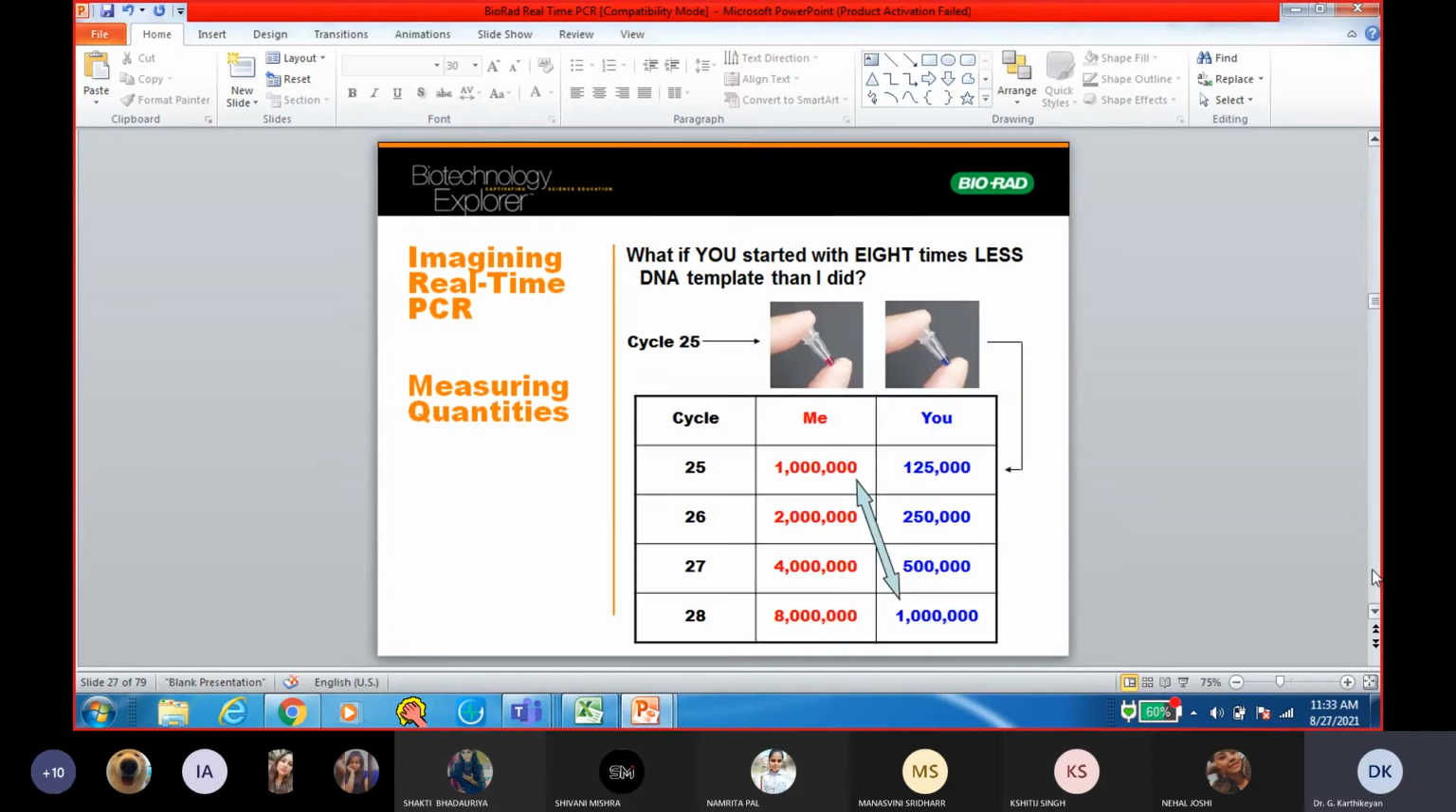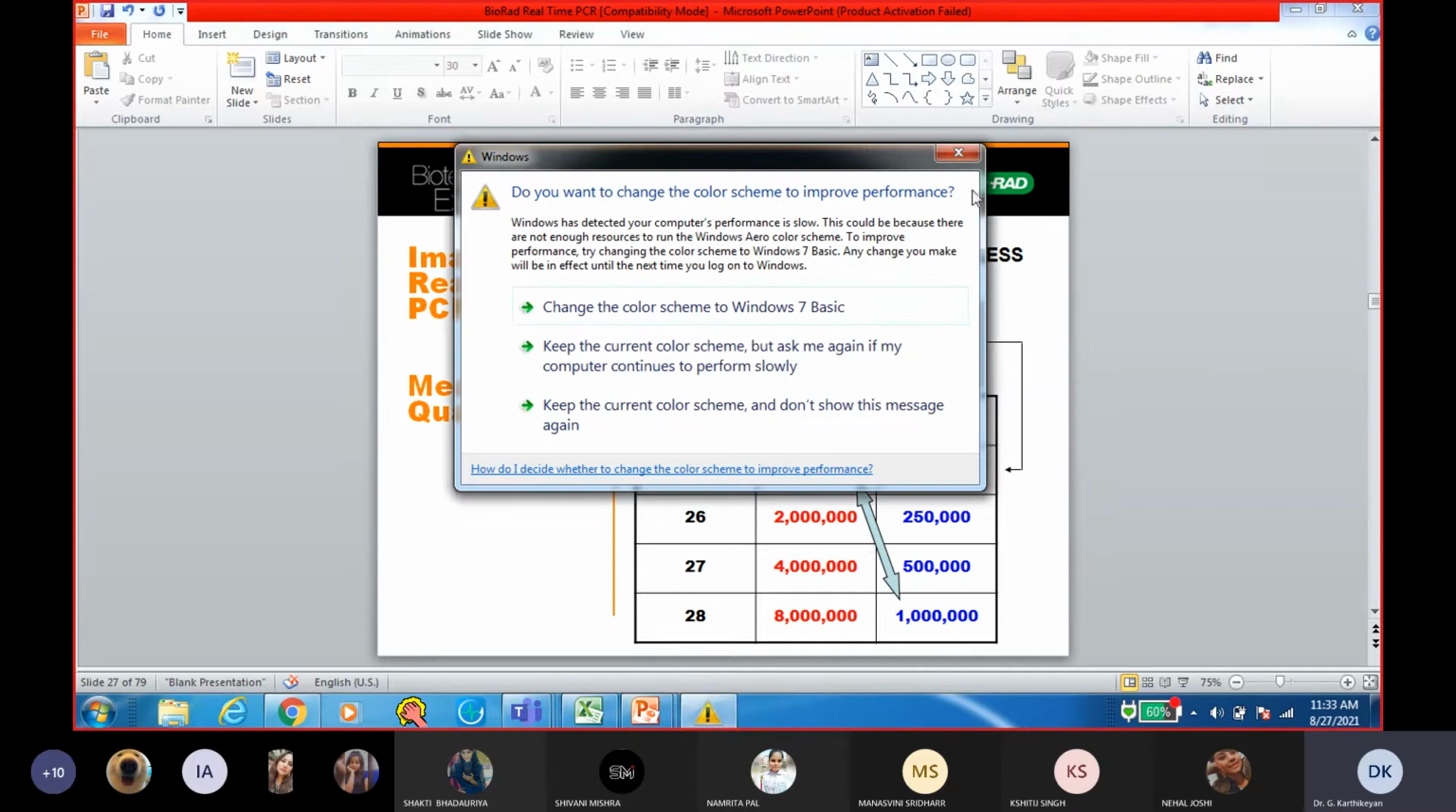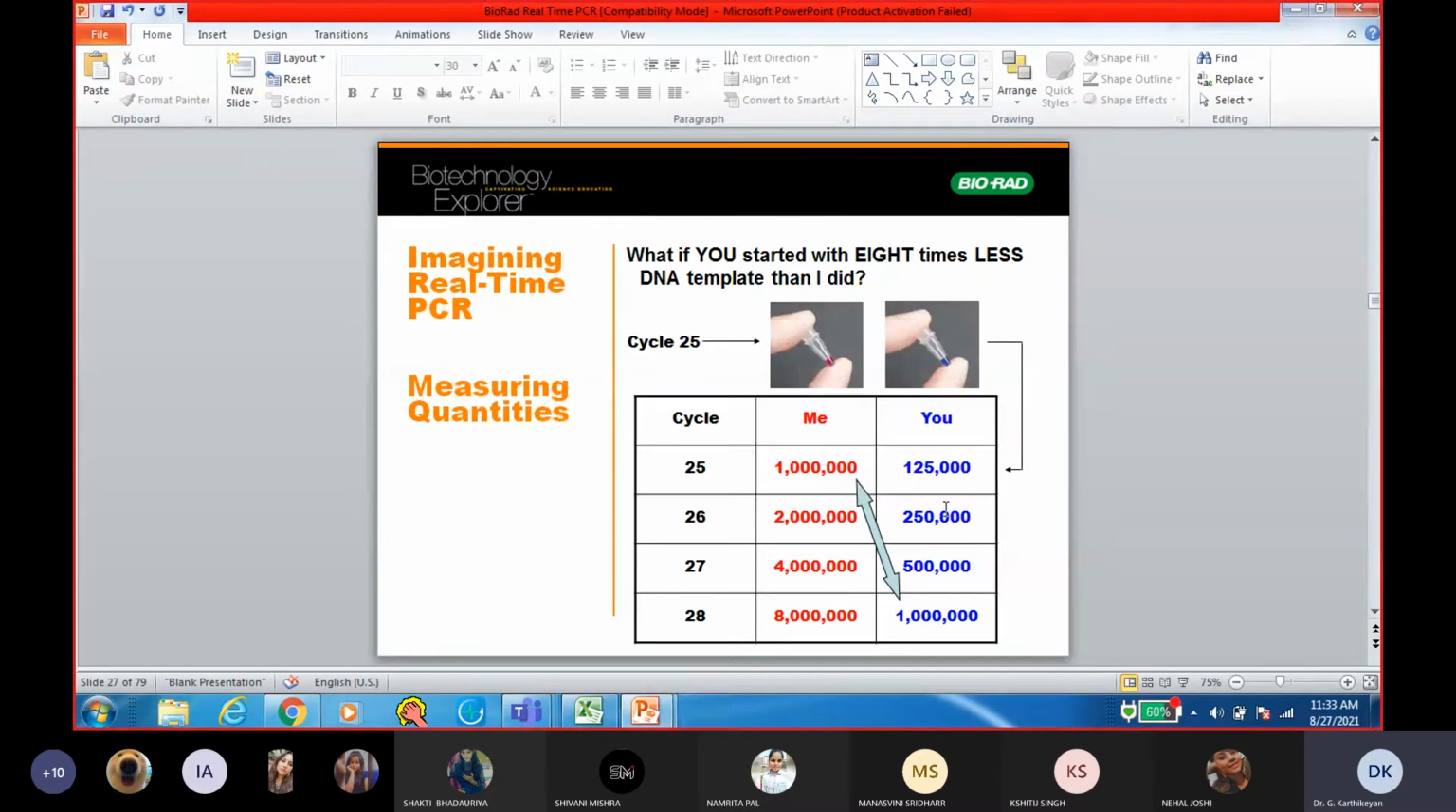If you start with fewer template molecules, then typically this order gets reversed. In this case, we are showing a sample where, when you have 100,000 in cycle 25, this person, because of the pipetting error, has only 125,000 in cycle 26, 250,000 in cycle 26, 500,000 in cycle 27, and 1 million in cycle 28, right?